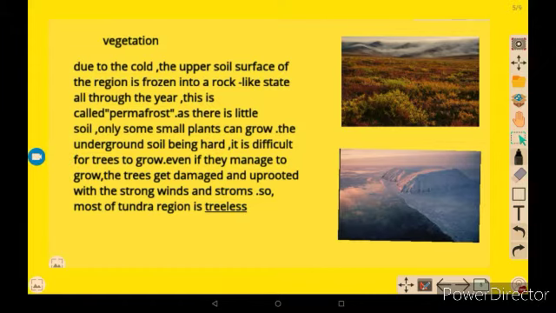Now we are going to talk about the underground. The grass and shrubs are growing, which means there is a little bit of soil there, not more, not less, but enough for small plants to grow. Though the underground soil is hard, permafrost is the upper soil, and when it melts due to the summer season, it becomes a little bit of soil, and some vegetation takes place there.